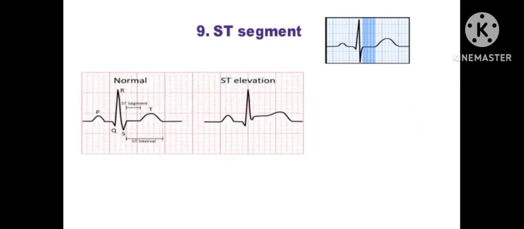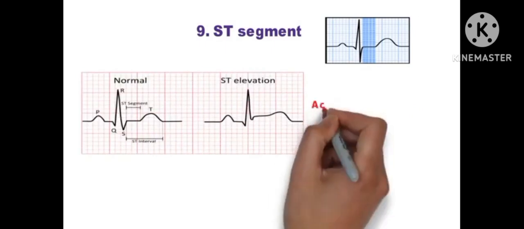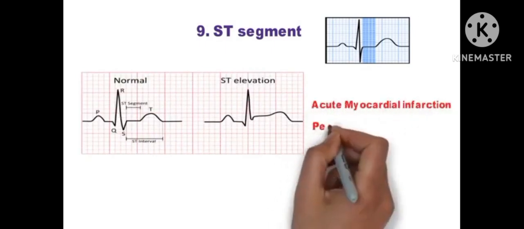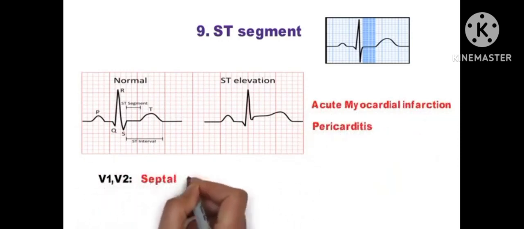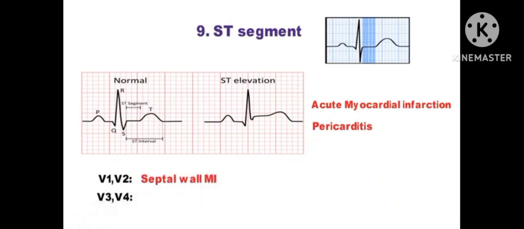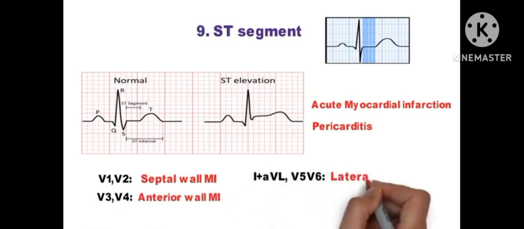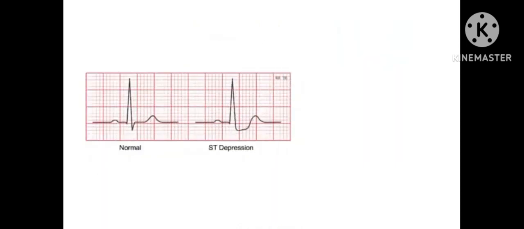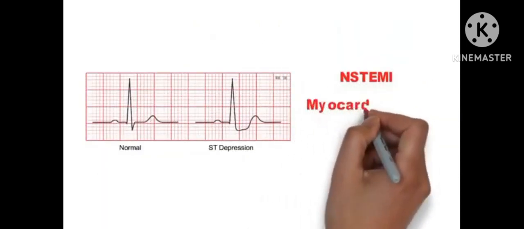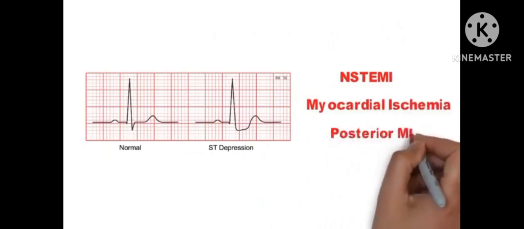As in this ECG, you can see ST elevation, which could commonly be due to acute myocardial infarction or pericarditis. If ST elevation is present in V1, V2, then it is septal wall MI. If in V3, V4, then anterior wall MI. If present in lead 1 plus AVL and V5, V6, then lateral wall MI. And if present in 2, 3, AVF, then it suggests inferior wall MI. ST segment depression is seen in NSTEMI, myocardial ischemia, posterior MI, and many other causes.